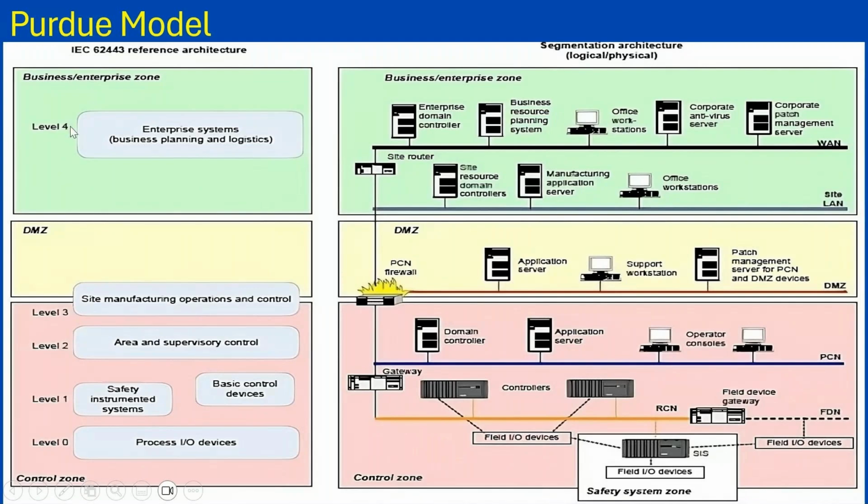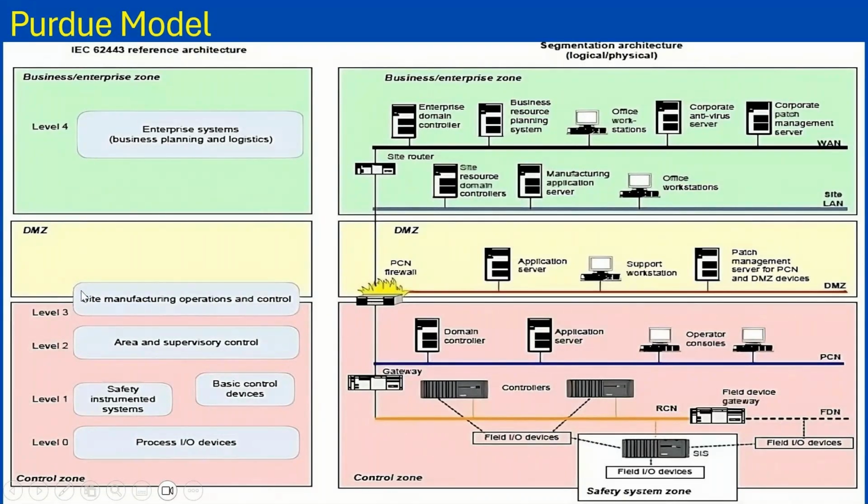In this Purdue model, you can see levels 0 to 4 defined, but it is further expanded to level 5, level 6. We are going to currently discuss the reference model, which is up to level 4. So what is level 0, level 1, 2, 3, 4? And this DMZ, you can see DMZ is also called L3.5, in between level 4 and level 3.